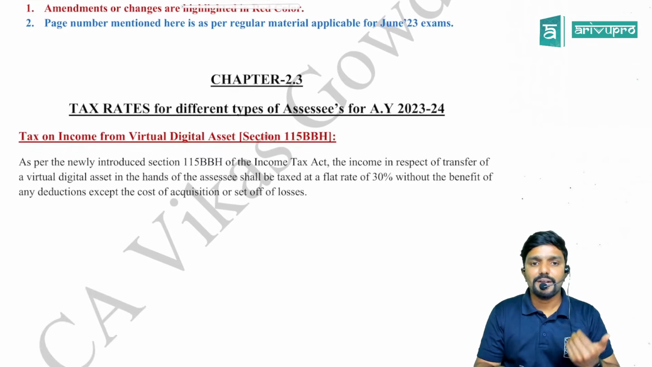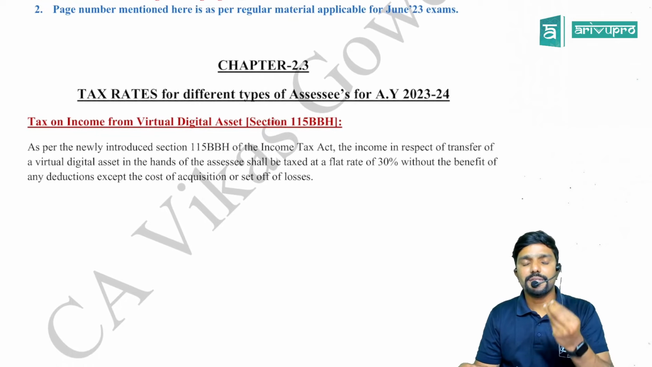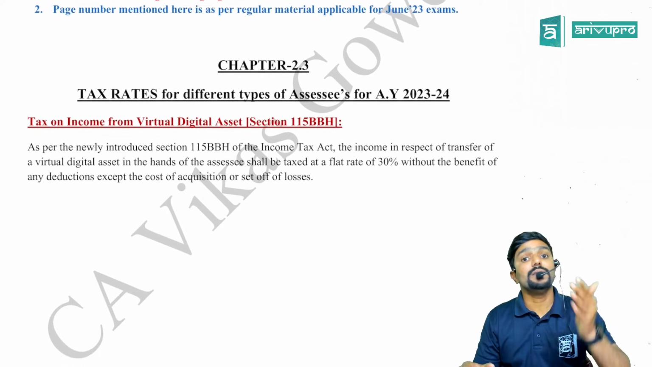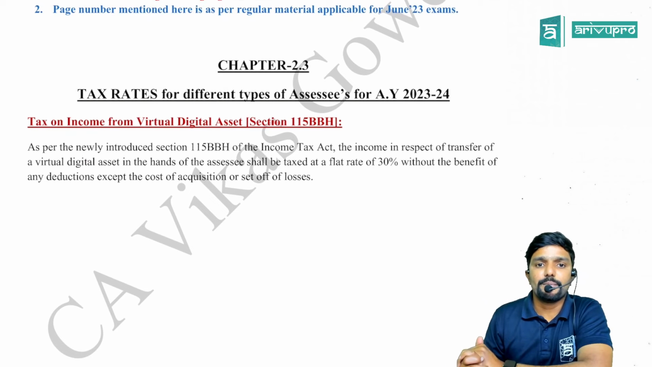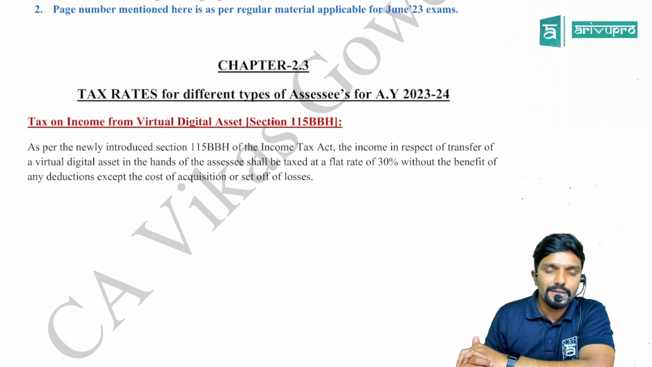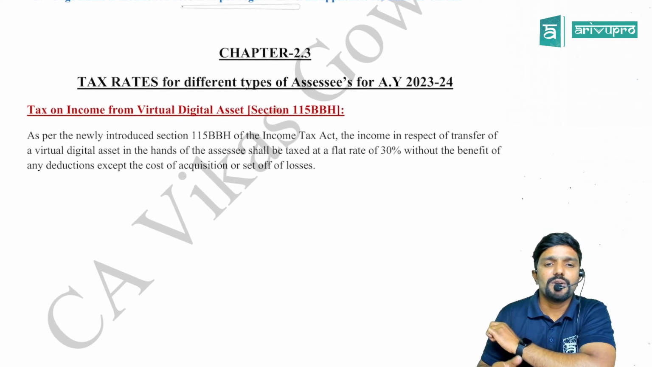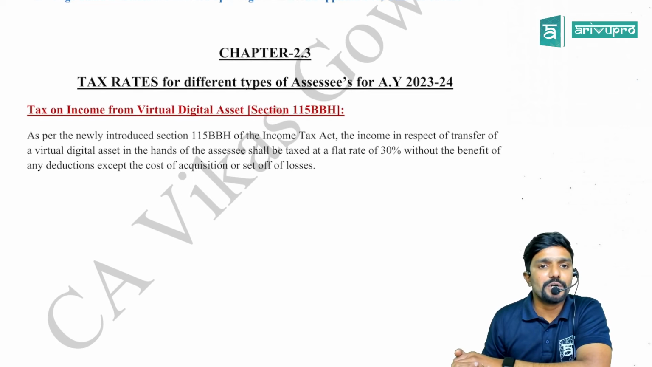Wherever I have given a reference, chapter, page number and so on, it will be as per my regular study material. First change is with respect to chapter 2.3, which talks about tax rates for different types of assessee for assessment year 23-24. Here, they have introduced a new concept of virtual digital asset, or in short, we call it VDA. So, this is a special income for income tax purposes.